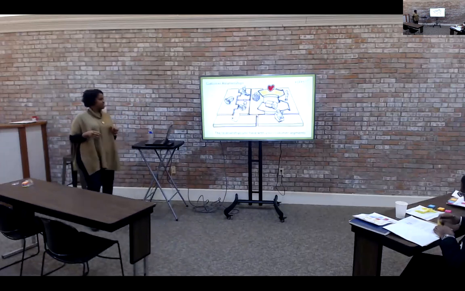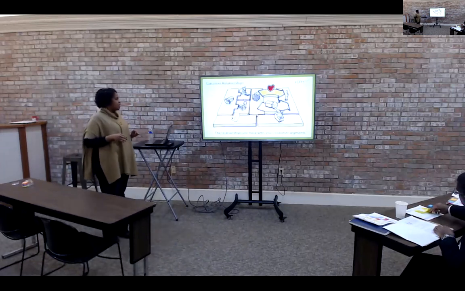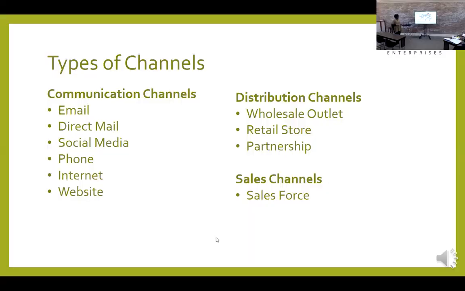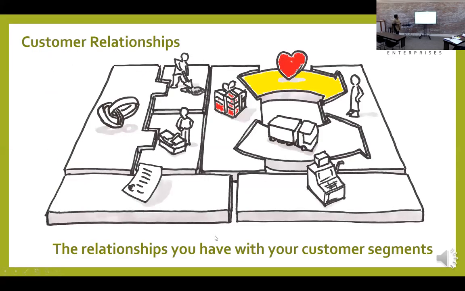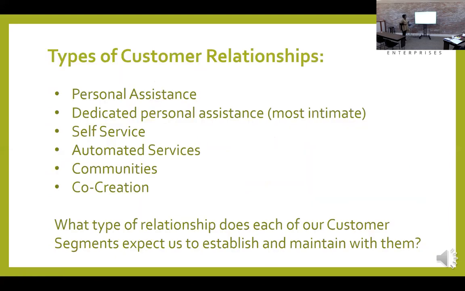Let's move on to relationships. This is how we work or interact with our customer segments. And there are six types of relationships that I want you to identify with: personal assistance, dedicated personal assistance, self-service, automated services, communities, and then co-creation. Let's go through each one.